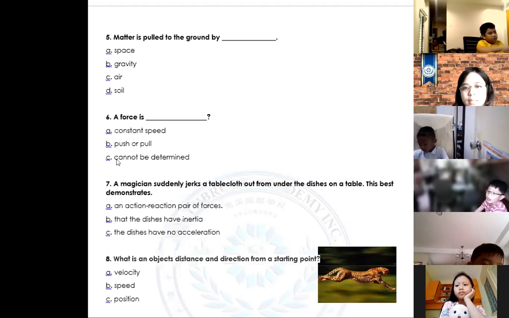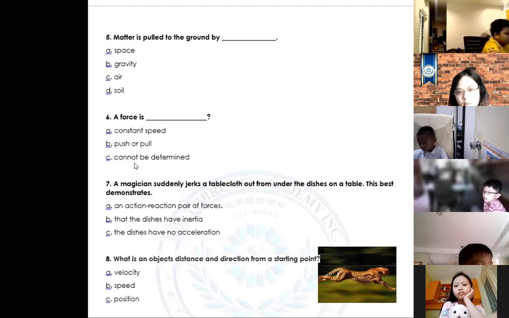Okay, number 6. A force is blank. A. Constant speed. B. Push or pull. Or C.